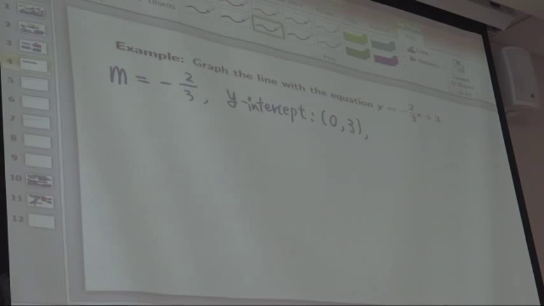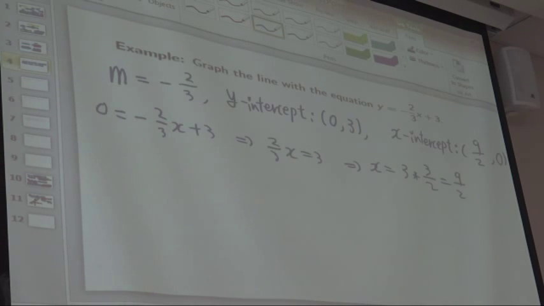So to find the x-intercept, the x-intercept is when y is equal to 0. So plug in y equal to 0, which is 0 is equal to negative 2/3 x plus 3, which is 2/3 x is equal to 3, which is x is equal to 3 times 3/2, which is 9/2. So 9/2 is the x-intercept.